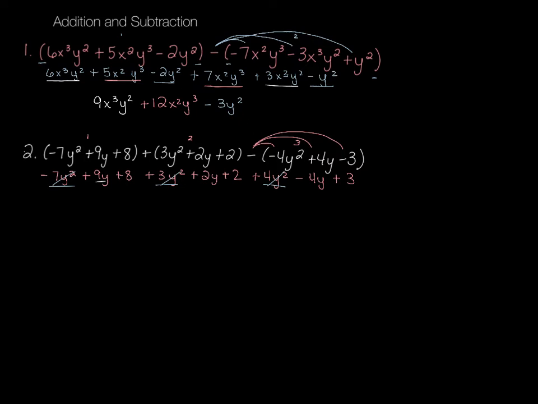Then I'll look at the y's. I have 9y here, 2y here, and negative 4y. So 9 and 2 is 11, minus 4 is 7y. And then finally, combining the constants, I have 8 plus 2 is 10, plus 3 is 13. So all of that just becomes 7y plus 13.